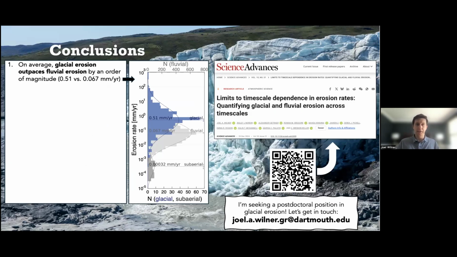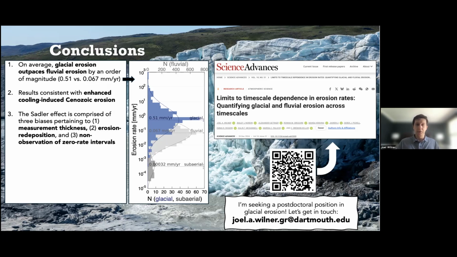We have this figure here that shows that on average, glacial erosion outpaces fluvial erosion by an order of magnitude, by 0.51 millimeters per year for glacial rates versus 0.067 for fluvial erosion rates. And this is robust to a number of variables that could theoretically play a role in creating a higher glacial versus fluvial erosion rate here. These results are at face value consistent with enhanced cooling-induced Cenozoic erosion and subsequent glaciation and glacial erosion.